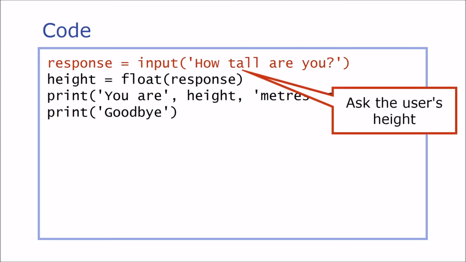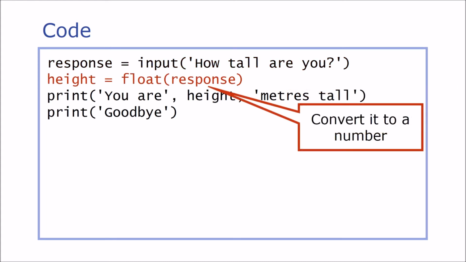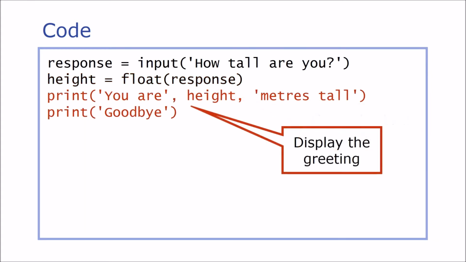The first line uses the input function to ask how tall you are in meters and stores your answer in a variable called response. Input returns a string value, but we really need to know the height as a number, so we use the float function, which takes a string and converts it to a floating point number. Then we print out the user's height and a goodbye message.